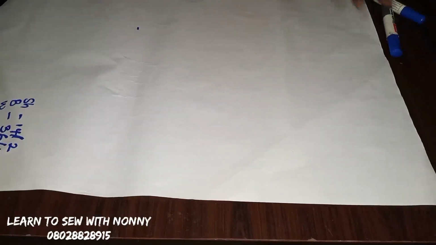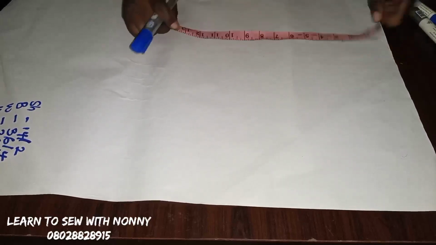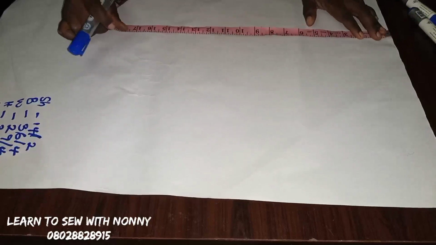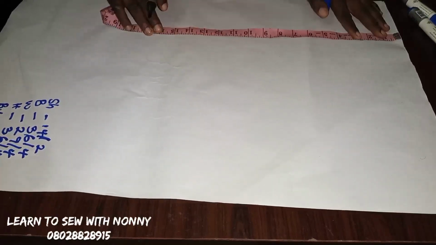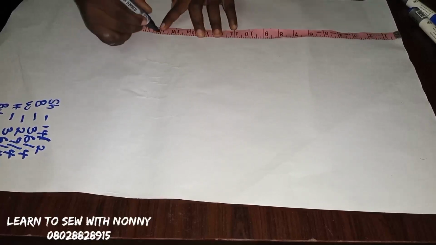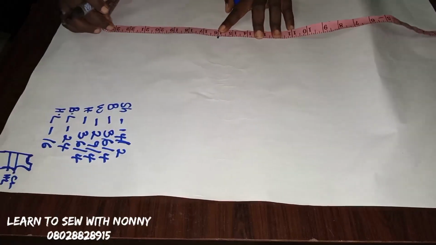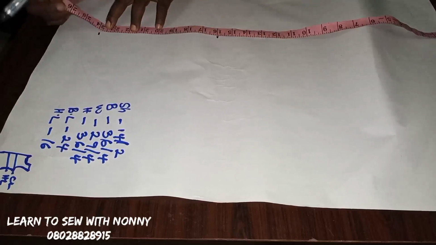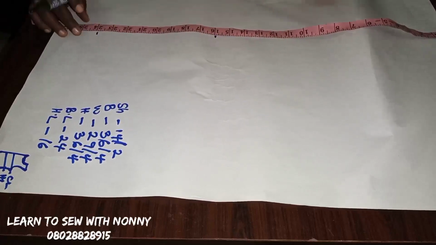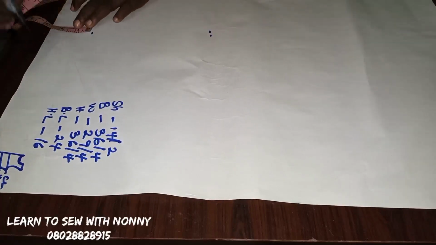Then horizontal measurements are the measurements that run across the circumference of the body. So your bust measurement, which is round your bust, is a horizontal measurement. Your waist circumference is a horizontal measurement. Your hip measurement, which is the circumference around your hip, is a horizontal measurement. So I hope you now understand the difference between vertical measurements and horizontal measurements. If you understand that, we'll move ahead.